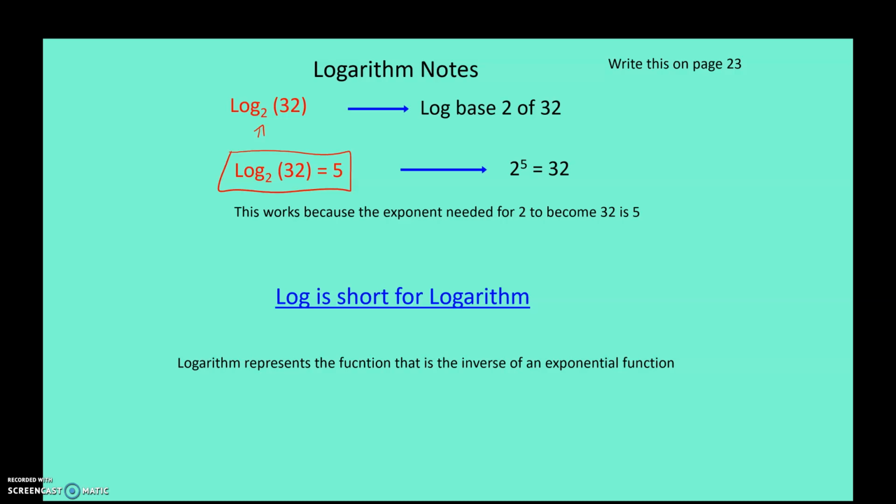Alright, so we will use the term log. It is short for logarithm, so we usually just say log instead of the whole logarithm term. And it is the inverse of an exponential function. So logarithms represent the inverse of an exponential function. I just realized I had a typo here. This should be NC. There we go.